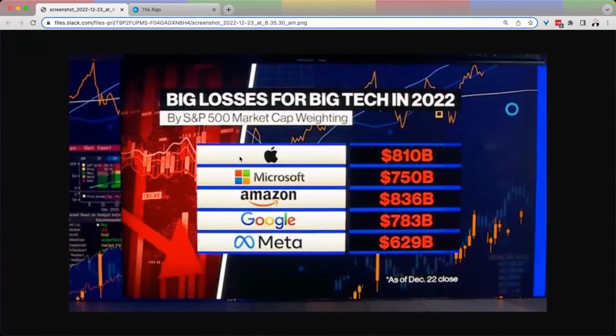800 billion in market cap deleted for Apple, 750 billion deleted for Microsoft, 836 billion for Amazon, 783 billion for Google, 629 billion for Meta. And they don't even include Tesla here because, frankly, it's not really a large cap anymore. It's worth less than 500 billion, as of the December 22nd close. So this is really interesting.